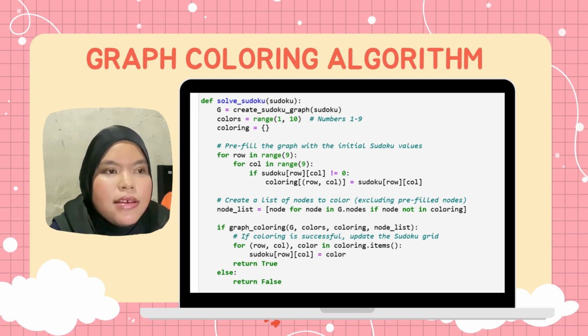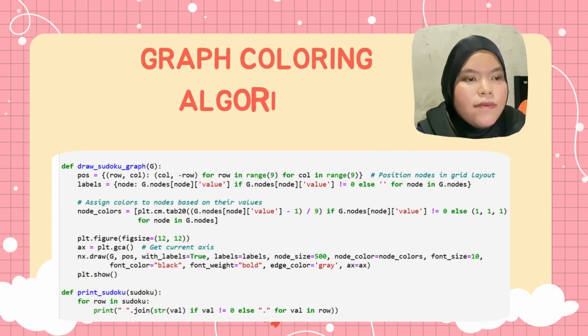Next is to create the list of nodes to color. This is the function to attempt to color the graph. Okay, next is to define the draw Sudoku graph function. This function visualizes the Sudoku graph using NetworkX and matplotlib. This is the coding.